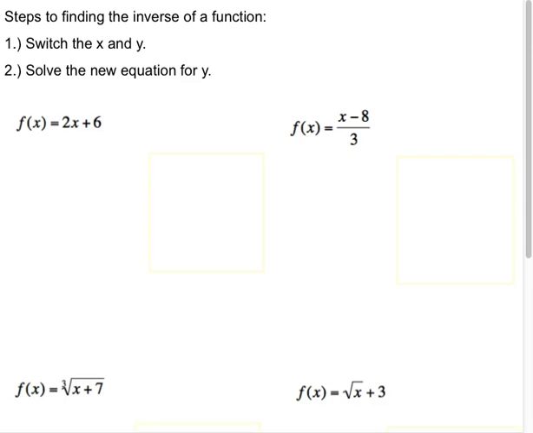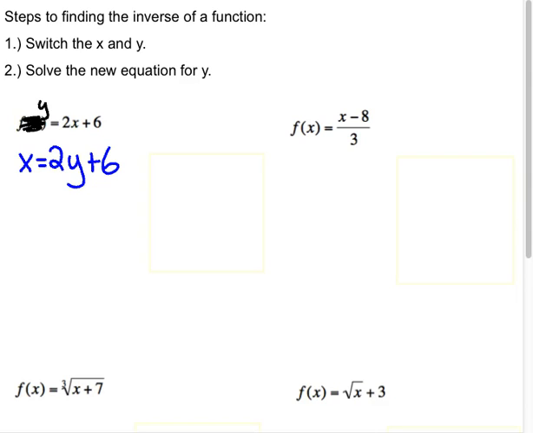So for the inverse, I'd always use y instead of f of x. So often you're going to see f of x equals. It's so much easier if you switch that out with y right away because it's just a different notation. And then it makes it a lot easier to find. So what we're looking for to find the inverse is we're going to be switching the x and the y. So I'm going to get x equals 2y plus 6. So that's the inverse equation.